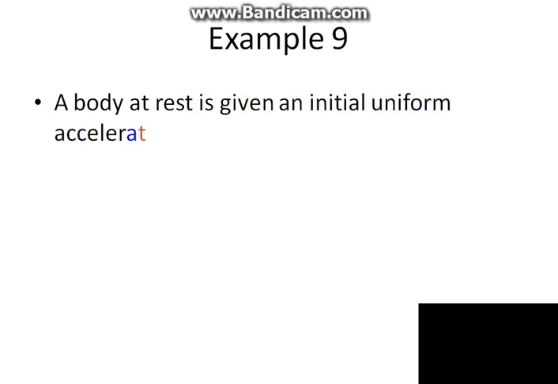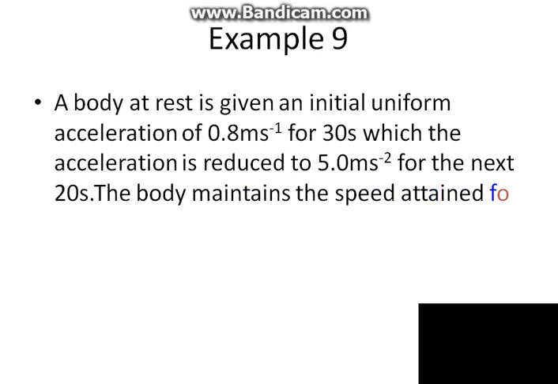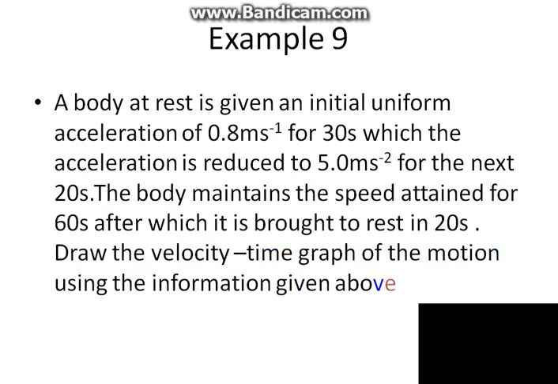Example 9. A body at rest is given an initial uniform acceleration of 0.8 meters per second squared for 30 seconds, after which the acceleration is reduced to 5.0 meters per second squared for the next 20 seconds. The body maintains the speed attained for 60 seconds, after which it is brought to rest in 20 seconds. (a) Draw the velocity time graph of the motion using the information given above.